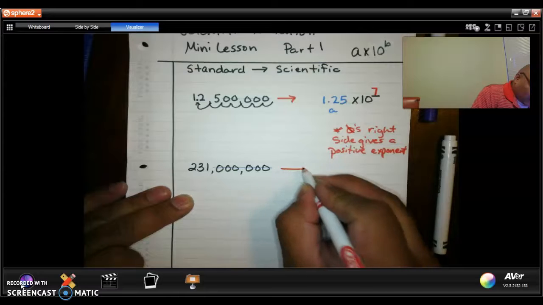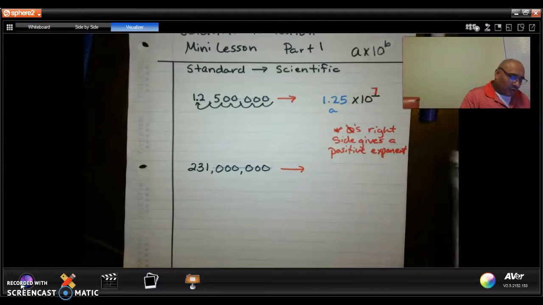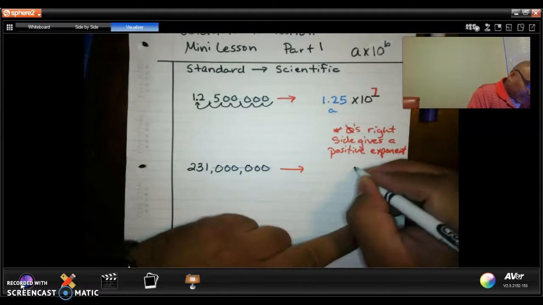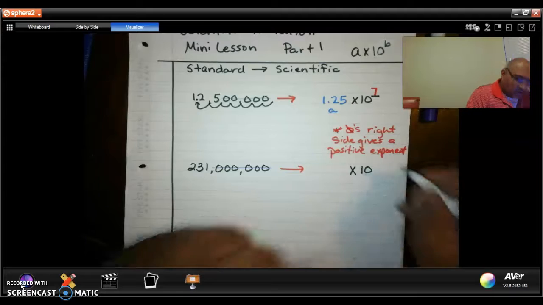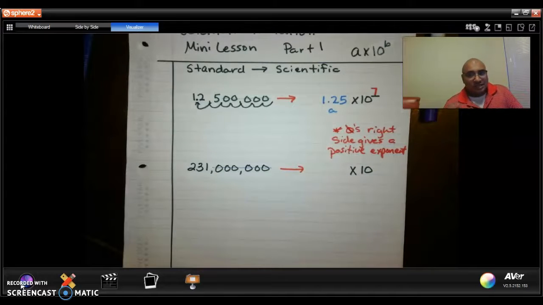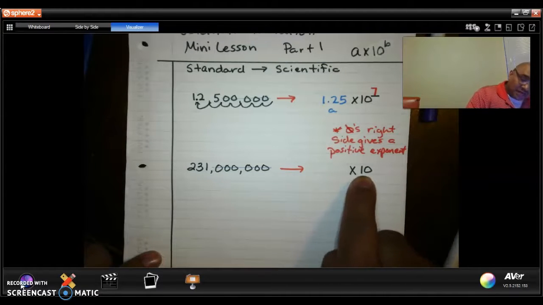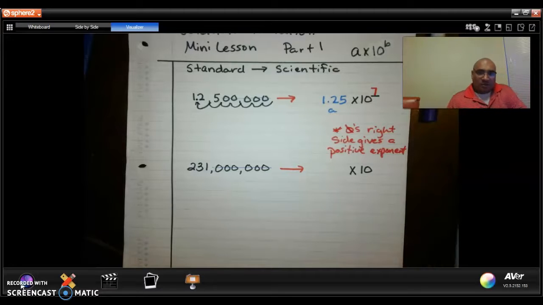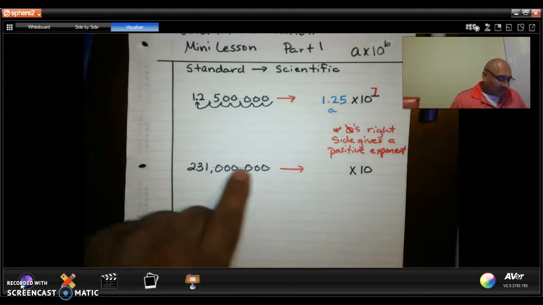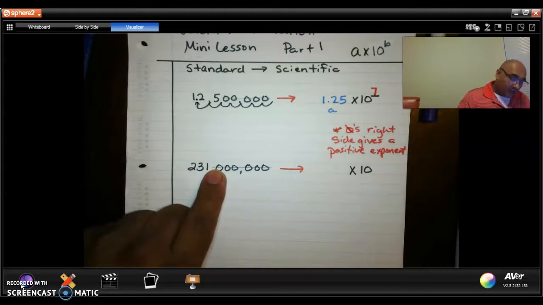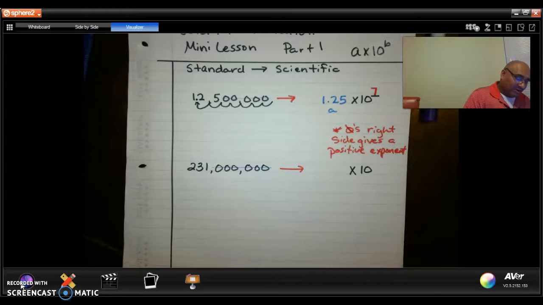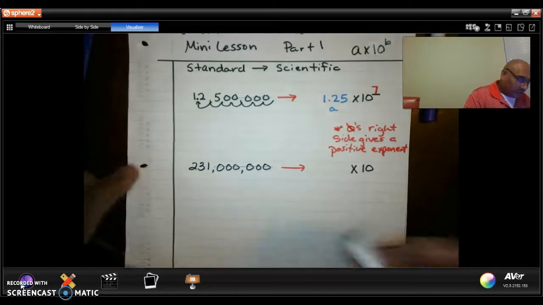So now, what I'm going to do, I want to determine what my A is. And I already wrote times 10 because I know with scientific notation it is always times 10. Because I eliminated those zeros, I know the decimal is actually in the very back of this whole number.